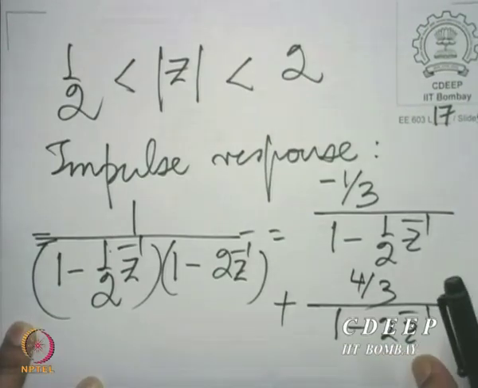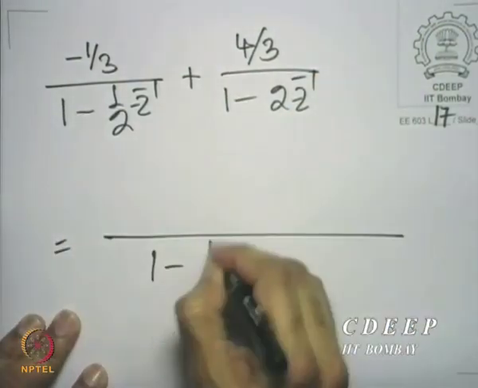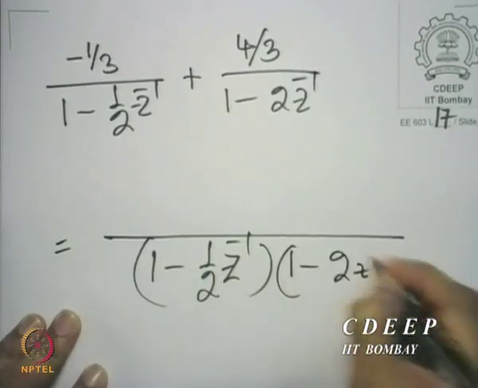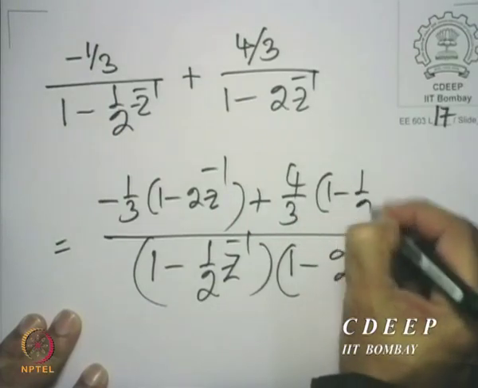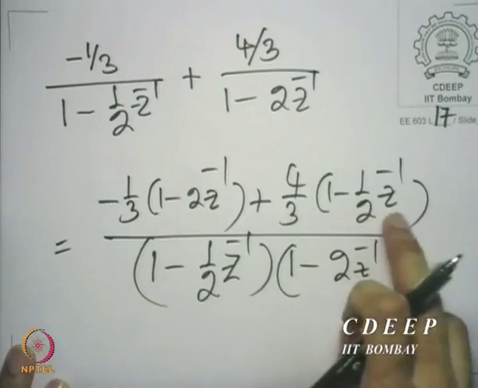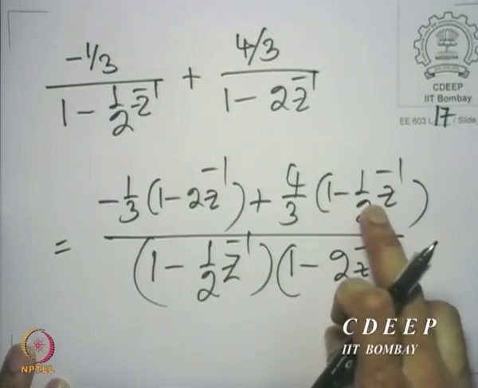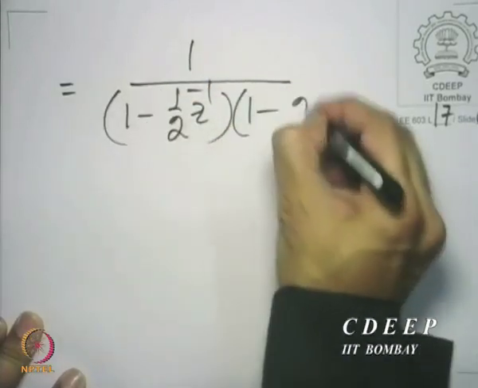In fact, just for convincing ourselves, let us verify that this is indeed the decomposition. You do not need to do this every time, but I am just doing it a couple of times to convince you that we are doing the right thing. So, minus 1 by 3 divided by 1 minus half z inverse plus 4 by 3 divided by 1 minus 2 z inverse can be put together. 1 minus half z inverse times 1 minus 2 z inverse, minus 1 by 3 times 1 minus 2 z inverse plus 4 by 3 times 1 minus half z inverse. And we can see that the constant term is 4 by 3 minus 1 by 3, that is 1. The coefficient of z inverse is minus 2 by 3 plus 2 by 3, that is 0. And therefore, we have this equal to 1 by 1 minus half z inverse times 1 minus 2 z inverse.